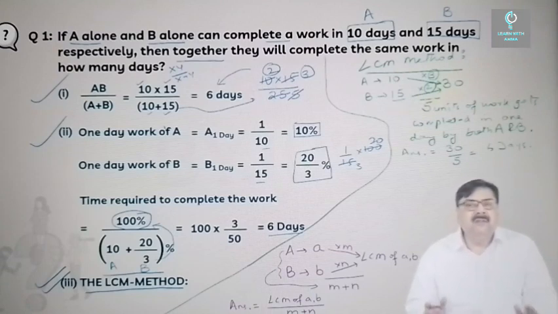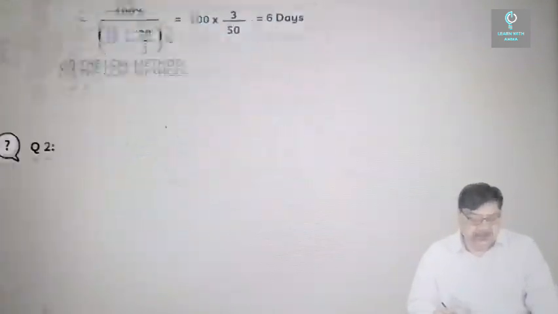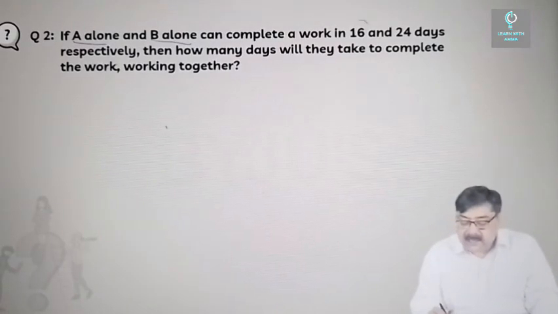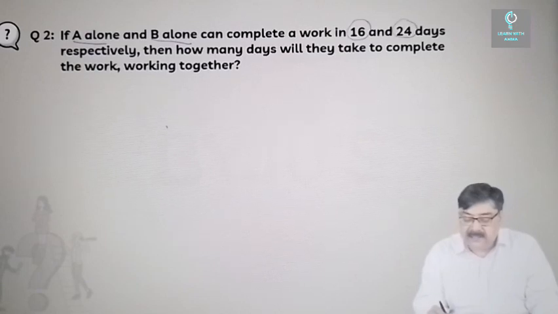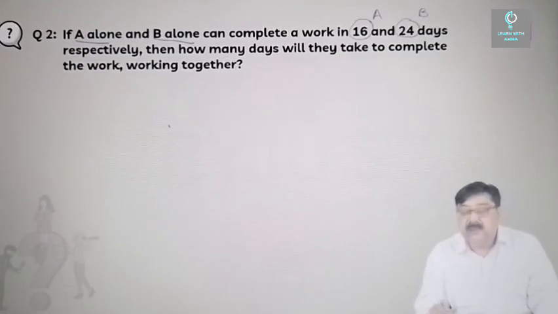Let us solve some more questions, and then we will be able to find out how effectively we can use this method. Now, if A alone and B alone can complete a work in 16 and 24 days, the 16 is for A and 24 is the number of days in which B completes the work, then how many days will they take to complete the work working together?